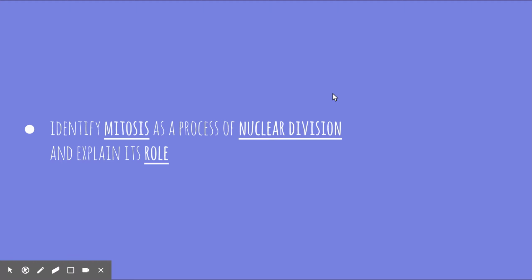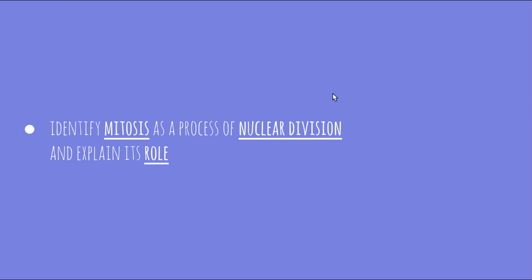Welcome to the next video in the Patterns in Nature topic. This video is looking at the dot point, identify mitosis as a process of nuclear division and explain its role. So we may have come across the term mitosis in junior science before, having a look at how we produce new cells when old cells are either damaged, dead, or during periods of growth.